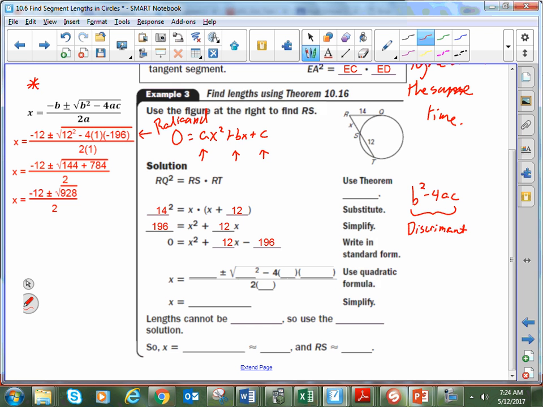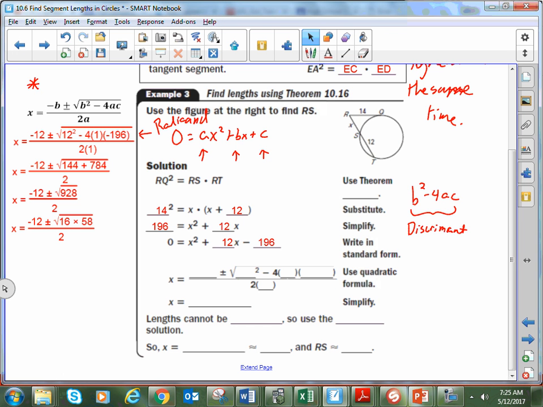The problem is that there's a lot more values of a discriminant that I could have in a quadratic equation that do not give me perfect squares. So because the square root of 928 is not going to give me a whole number, I have to simplify the square root of 928. If you typed it in your calculator, it doesn't give you a whole number. So 928 is not a perfect square.